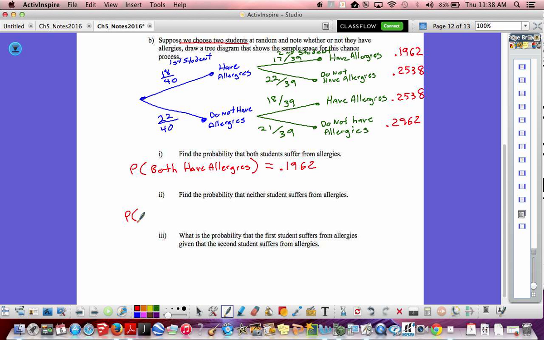So then on my second one, find the probability that neither student suffers from allergies. So now I'm looking at neither have allergies. So do not have allergies, do not have allergies, 0.2962.